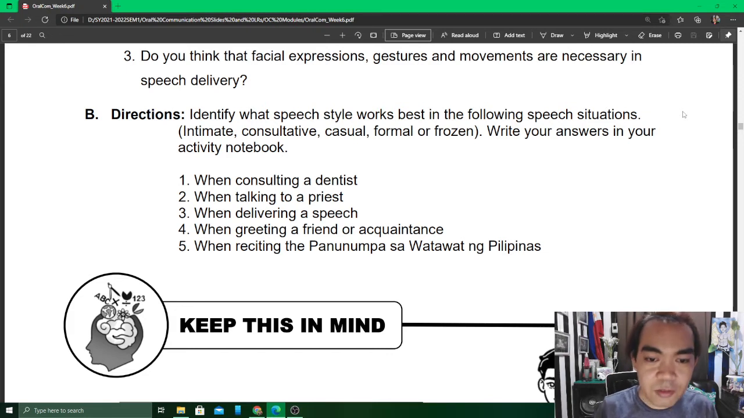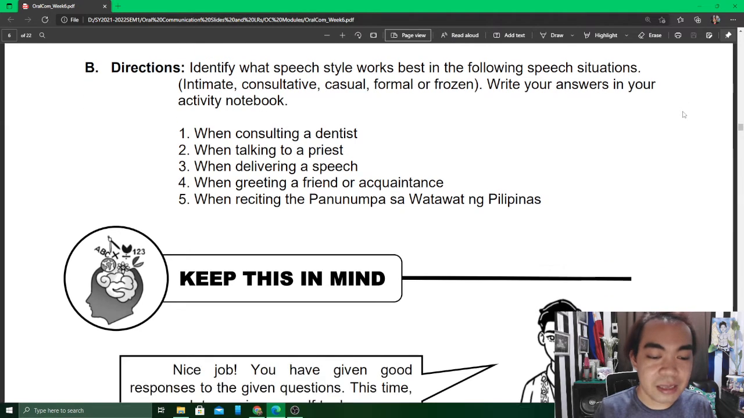So, try to identify the different speech styles. There are 5 speech styles given here, and there are 5 items. So, most probably, the answer is one-to-one. For example, in number 1, consultative: that is consulting a dentist. How about the rest? Number 2, number 3, number 4, and number 5. Try to decipher which of these speech styles would best work for these items.